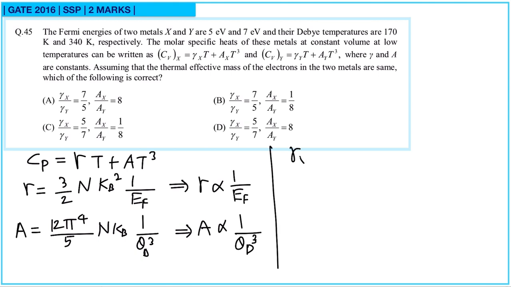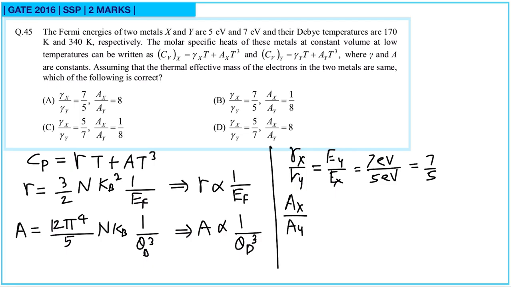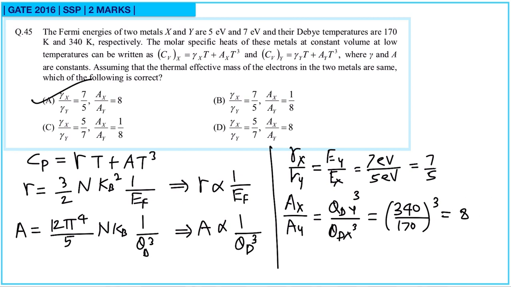So gamma x upon gamma y will be equal to Ey upon Ex. That will be 7 electron volt upon 5 electron volt, which is equal to 7 by 5. And Ax by Ay will be equal to theta D y cubed upon theta D x cubed, and that will be equal to 340 upon 170 the whole cubed. That will be equal to 2 cubed, which is 8. So the answer will be 7 by 5 and 8. So option A is correct.